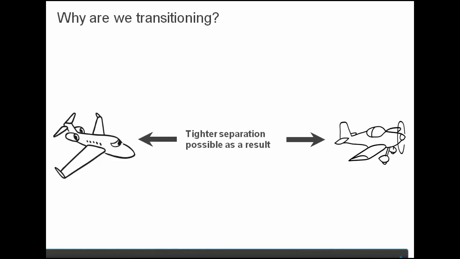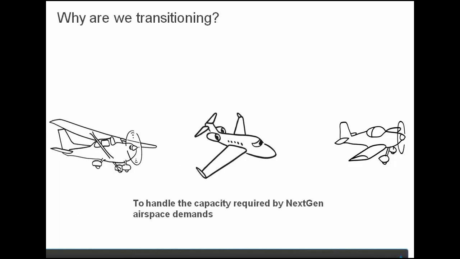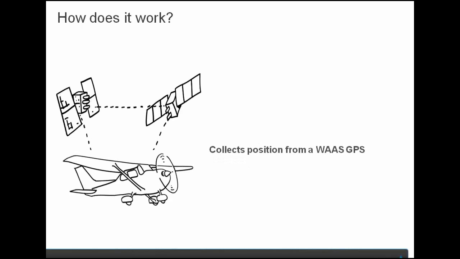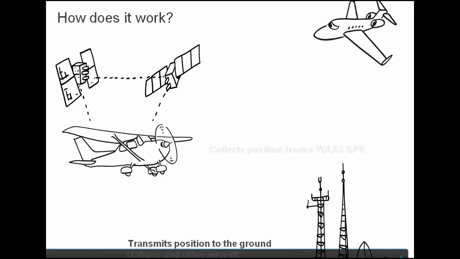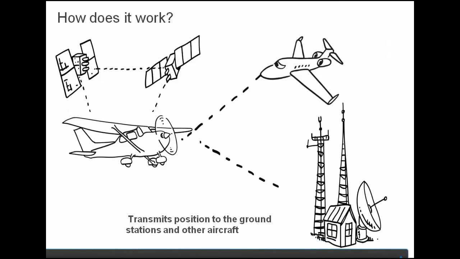The benefit to this is before, with that 12-second delay, they had to keep us pretty far apart. With ADS-B, we're going to be tucked in there a little bit closer, but it'll also help the capacity demands that we're going to have as the future unfolds. So how does this work? Well, we have a WAAS GPS in the aircraft, and it takes that information and it broadcasts it out to other aircraft and down to the ground stations.